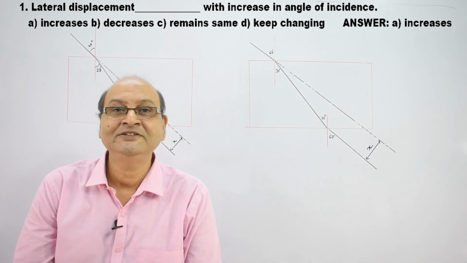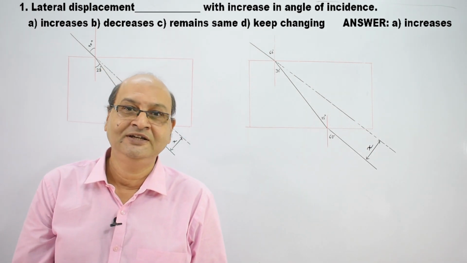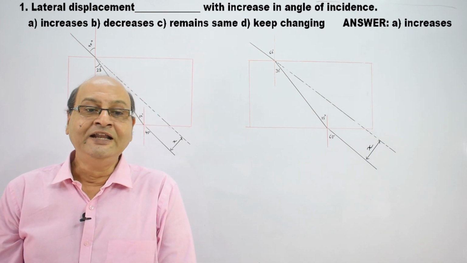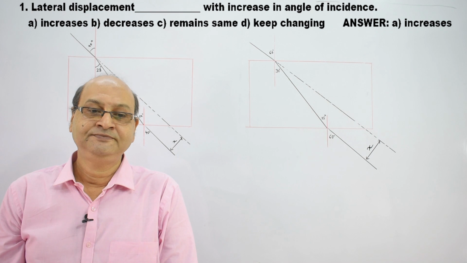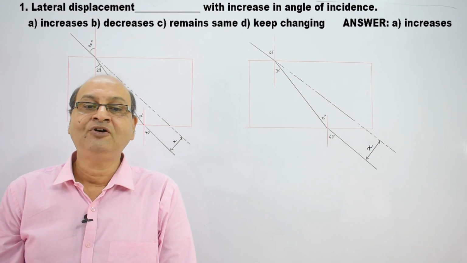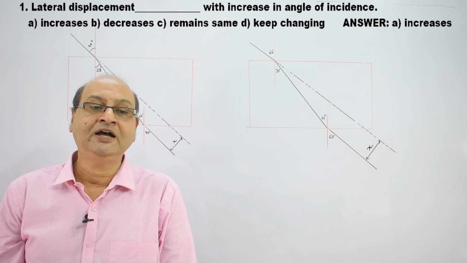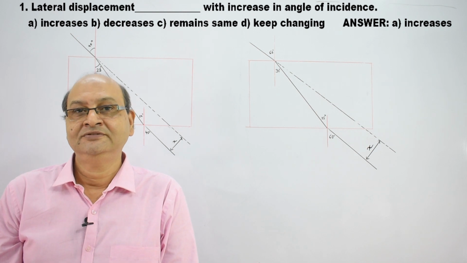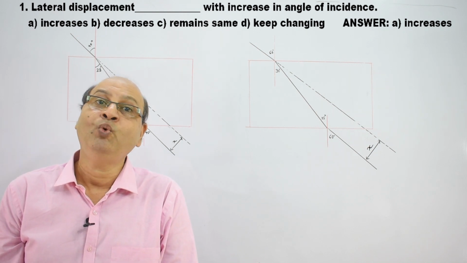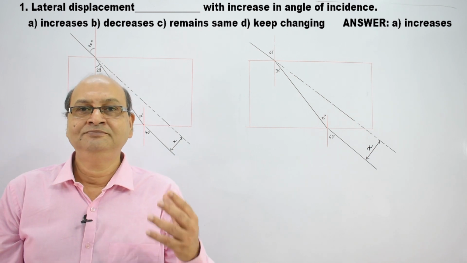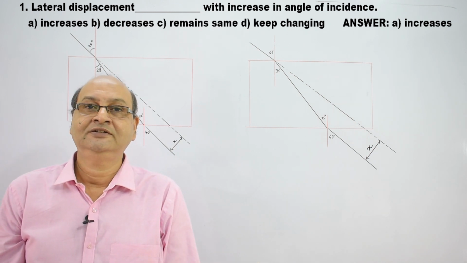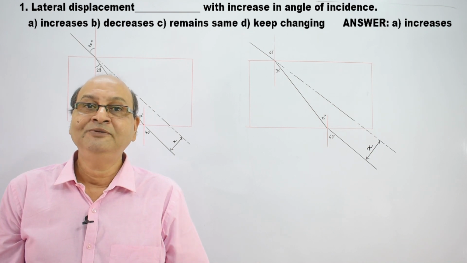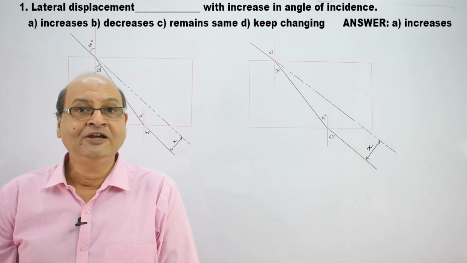Okay, the first question you can see on the board. Let us read: lateral displacement dash with increase in angle of incidence. Options are: A increases, B decreases, C remains same, D keep changing. Now what is the answer for this? Answer is increases. Why? Because we have some parameters which affect the lateral displacement, and one of the parameters is your angle of incidence.